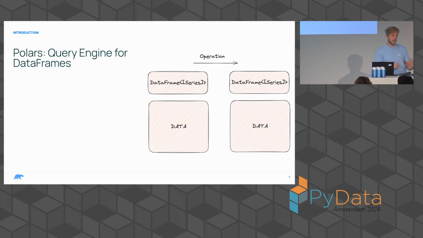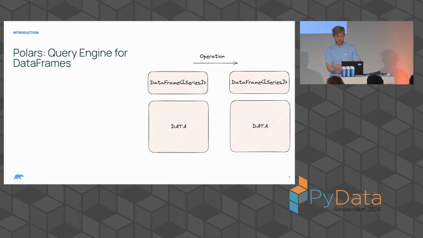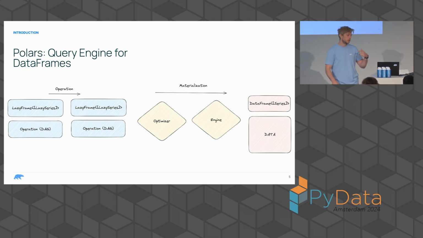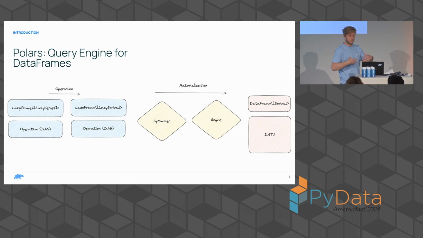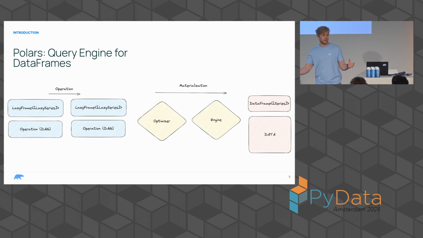And with Polars, we like to think about data frames differently. We like to think about data frames as an end result, but what's the most important part is the query engine part. So we see it as a query engine for data frames. So when you do an operation, you don't get a result immediately, but you build a DAG or a tree of operations. And every subsequent operation, you get an updated DAG or an updated tree.